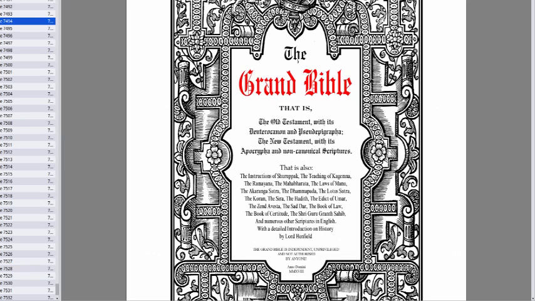As we stated earlier, it covers not only the Old and New Testament, the Deuterocanonicals, the pseudepigrapha, the Gnostic Gospels, etc. The New Testament is with the Apocrypha and non-canonical scriptures. It also covers your secondary or secular religions like Hinduism, Sikhism, Buddhism, and so forth. Numerous other scriptures in English with a detailed introduction on history by Lord Henfield.